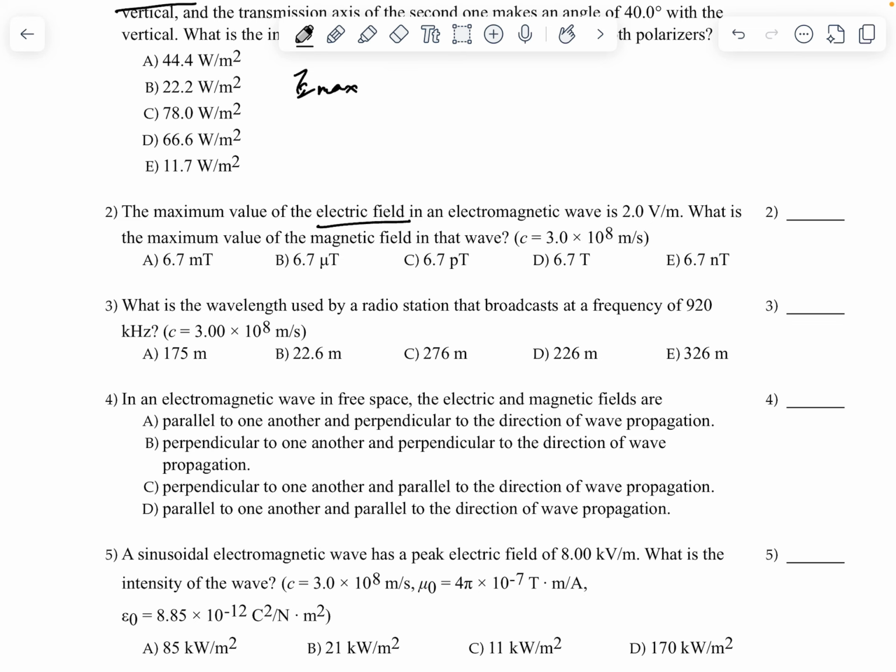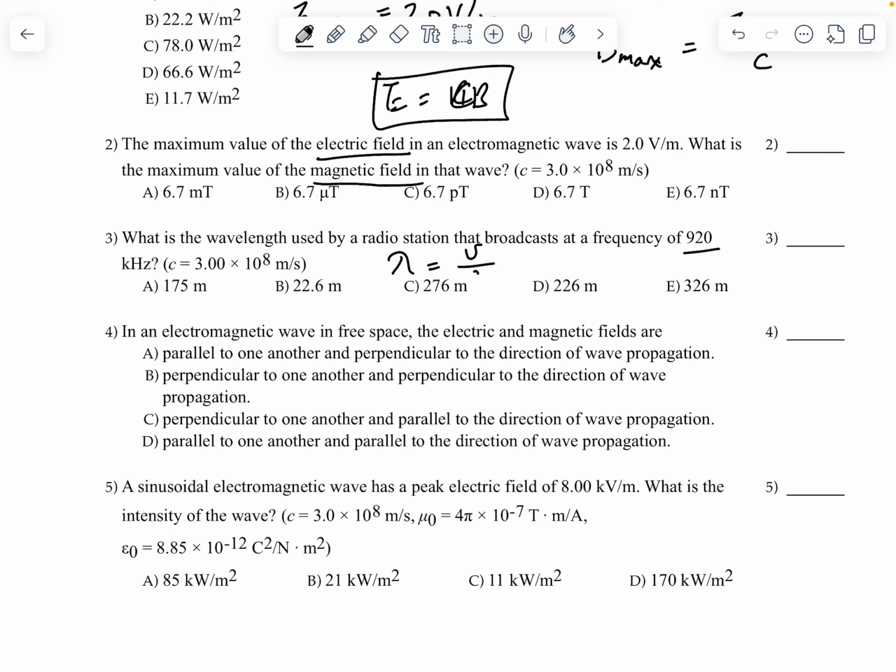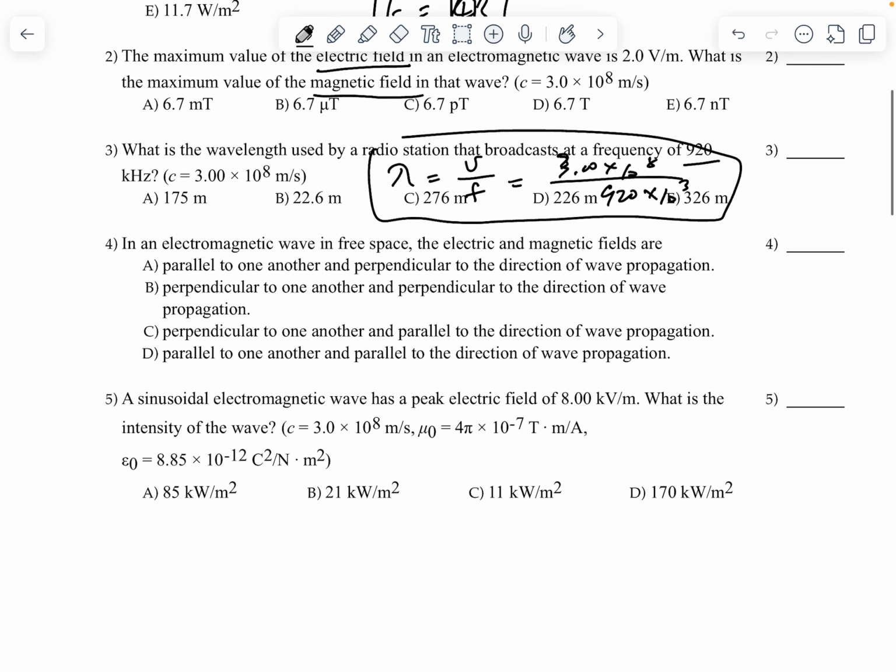Number 3. What is the wavelength used by a radio station that broadcasts at this frequency? Wavelength, very simple, equals speed over frequency. Speed is 3.00 times 10 to the power 8, and frequency is 920 kilohertz, so remember it's kilohertz. Actually, it's a pretty long wavelength. So whatever value it is, you can just plug into this equation.